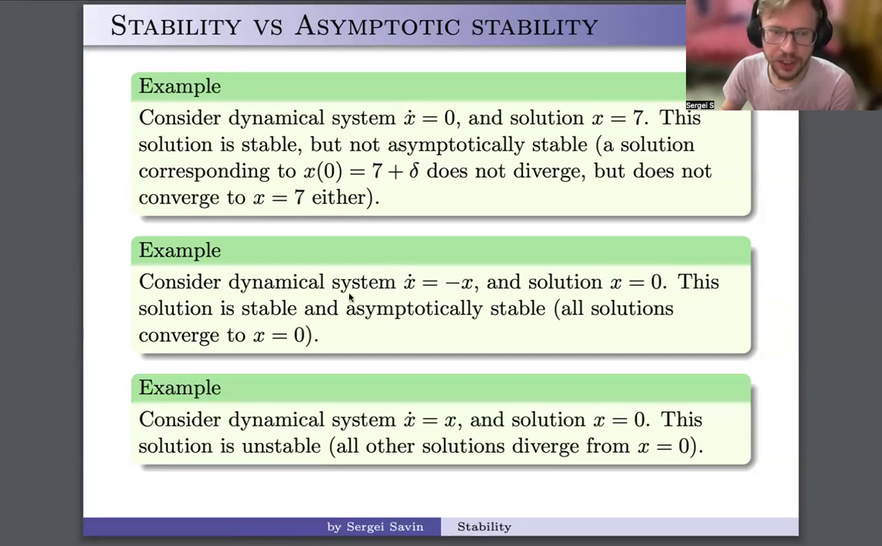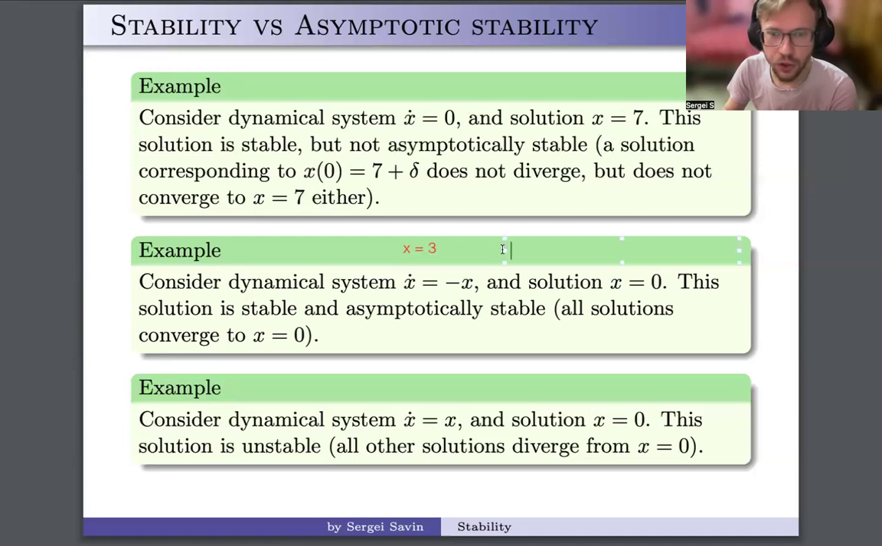Okay. So this solution is stable and it is asymptotically stable. Why? Well, if we start from any other initial condition, let's say we start with a solution x equals, let's say, 3, right? What's going to happen to this equation? How is it going to evolve?